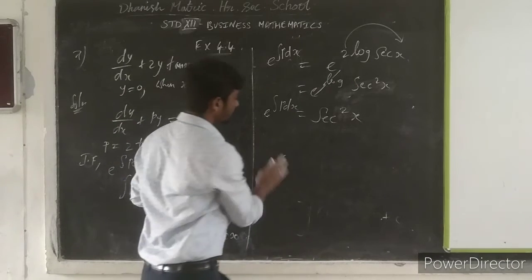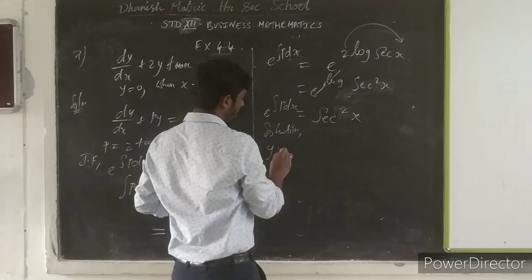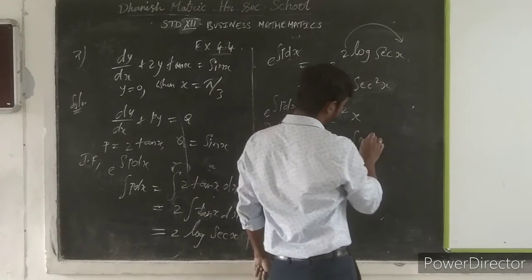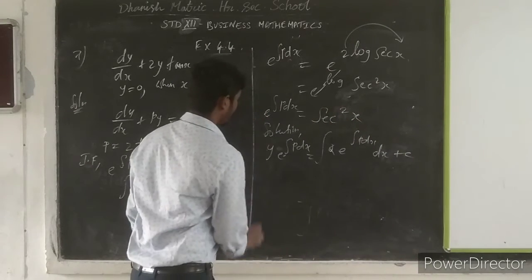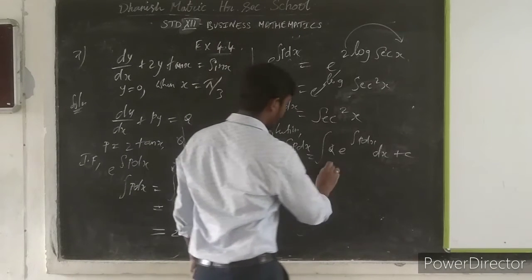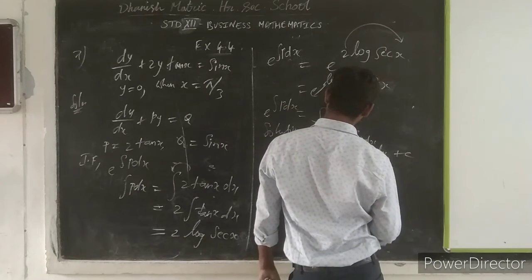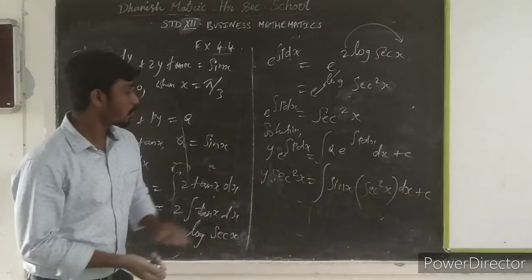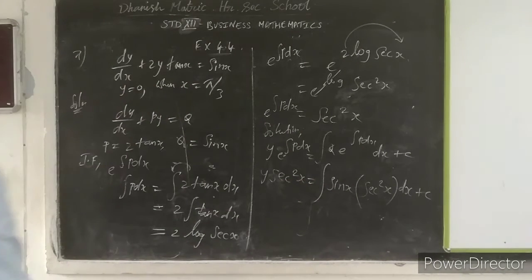Now we are going to substitute into the solution form. The solution form is y e to the power of integral of P dx equals the integral of Q e to the power of integral of P dx, dx, plus c. So y times secant square x equals the integral of Q, that is sin x, times secant square x dx, plus c.